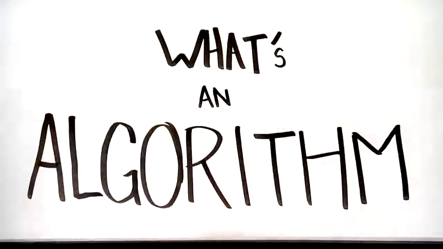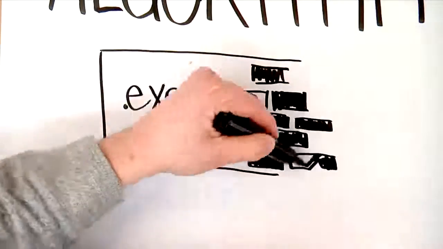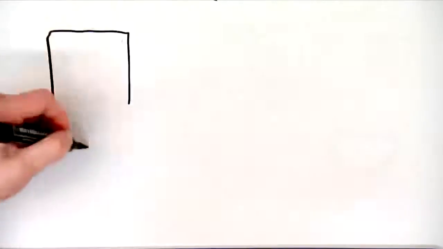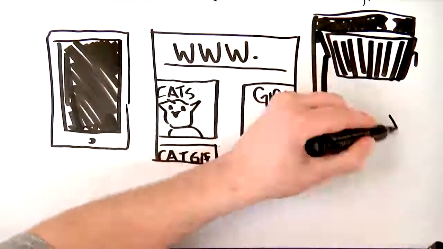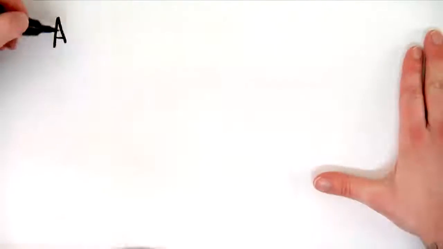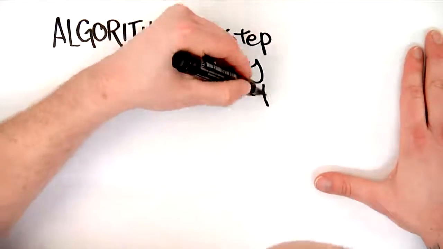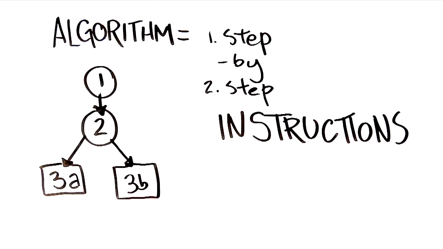What is an algorithm? Algorithms are one of the most basic building blocks of computer software. Every piece of software you interact with, from your smartphone to your web browser to your coffee maker, uses an algorithm somewhere. So, what is an algorithm? An algorithm is a set of step by step instructions that is used to do something. With a definition that broad, it's not surprising that they are in everything.